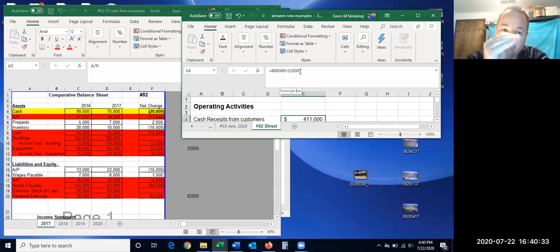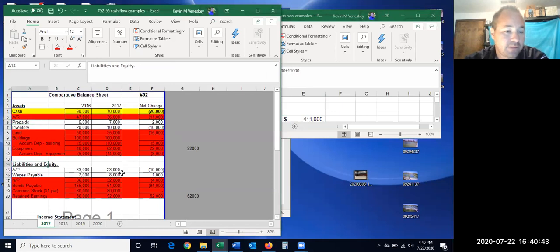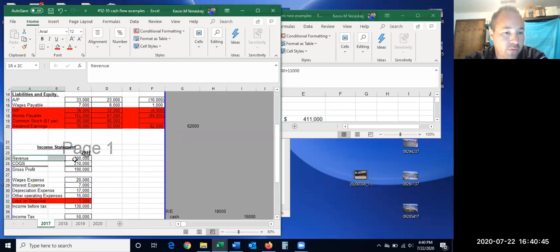If the AR would have gone the other way, if the AR would have been up in 2017 compared to 2016, then we would have subtracted the amount of difference. Okay, so we can mark out revenue. We're ready to look at cost of goods sold.